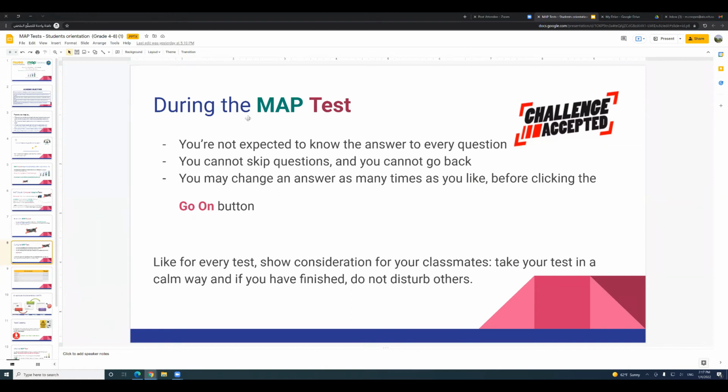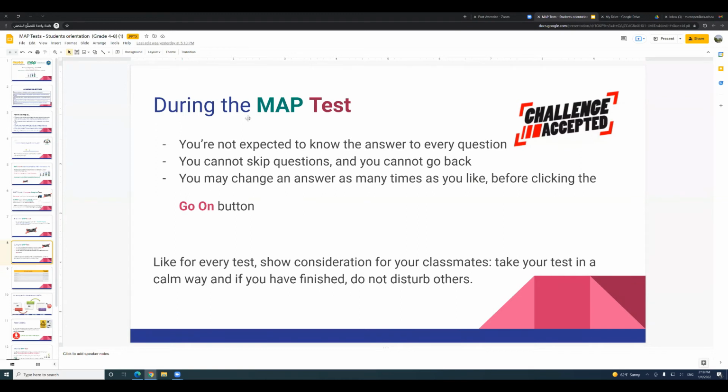So maybe you've chosen a solution to a math problem, and then you realize, oh, that's not quite right. As long as you haven't pressed the go on button, you can change it. But if you cannot solve the problem, or you don't understand the question, and you've exhausted your possibilities, just press go on. Once you press go on, you'll get an easier question. If you got it right, it will give you a slightly more challenging question, but keep going until you get to the end of the test.